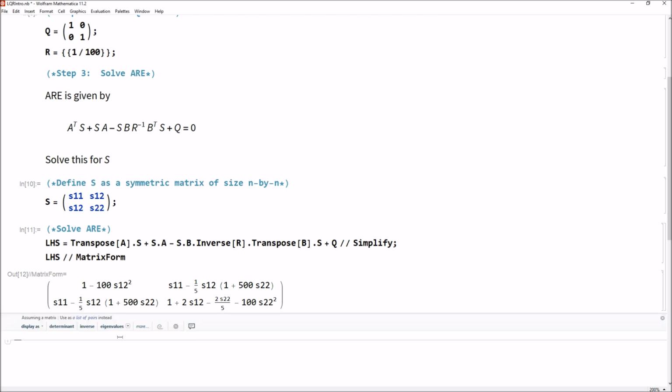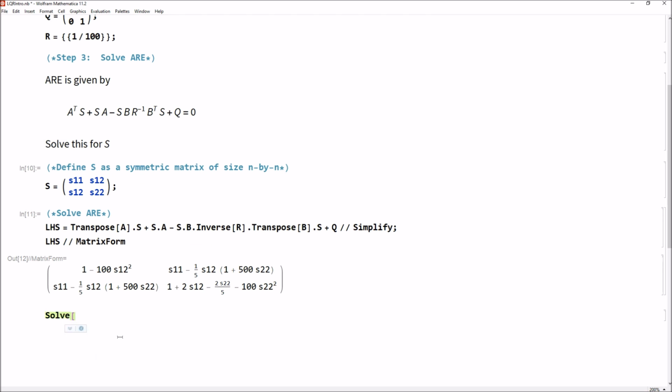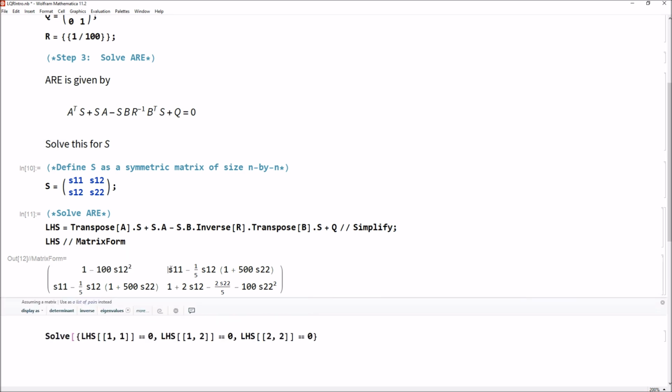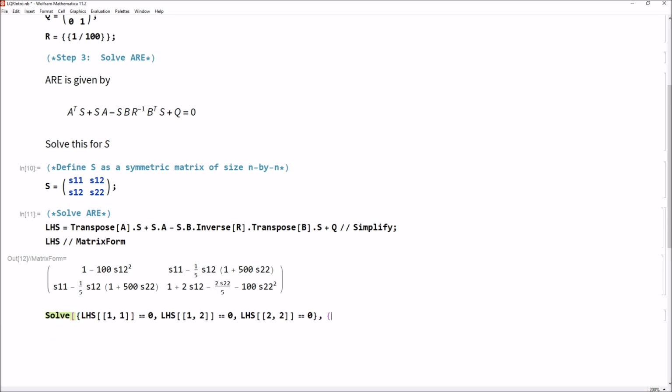So what I need to do now is solve a bunch of equations. The left-hand side, the 1,1 element, has got to equal 0. Actually, all of these entries have to equal 0. The left-hand side of 1,2 has got to also equal 0, and the left-hand side 2,2 has got to equal 0, right? Those all need to be solved simultaneously for S11, S12, and S22. That's what I'm looking for here.